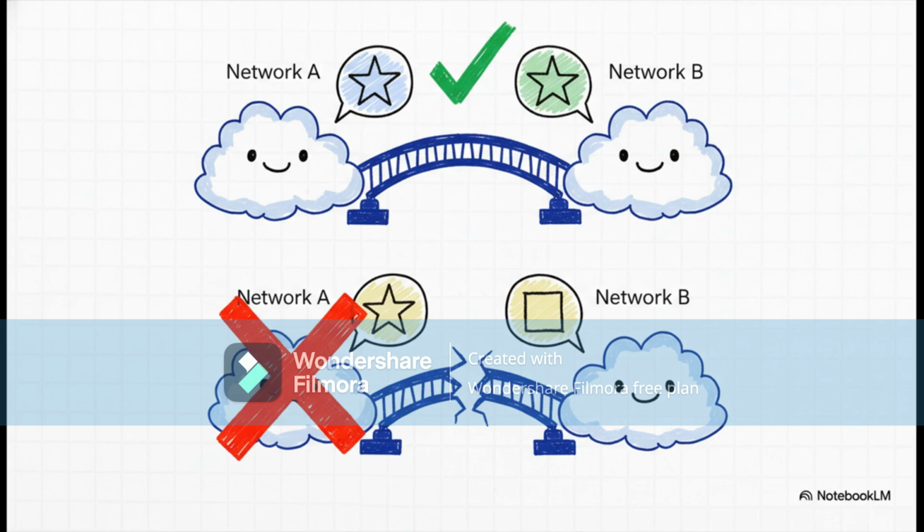Bridges only connect networks that speak the same language. You can't use a bridge to connect a network that's speaking English to one that's speaking German. It just wouldn't work. They have to be on the same page, using similar rules to communicate.